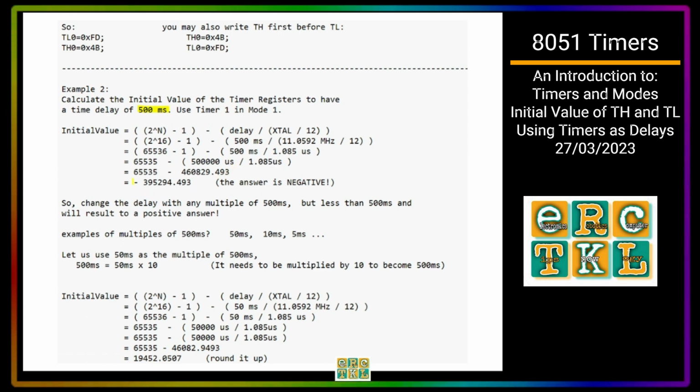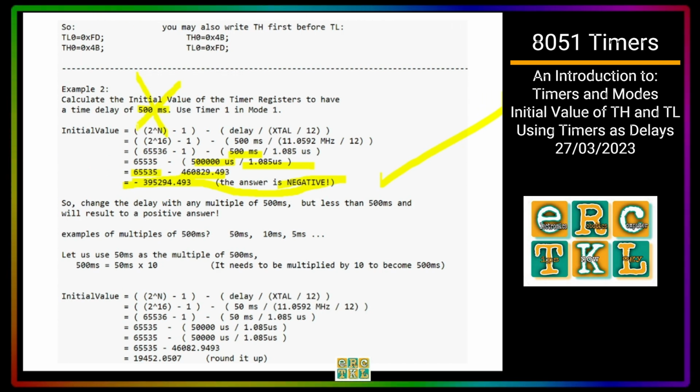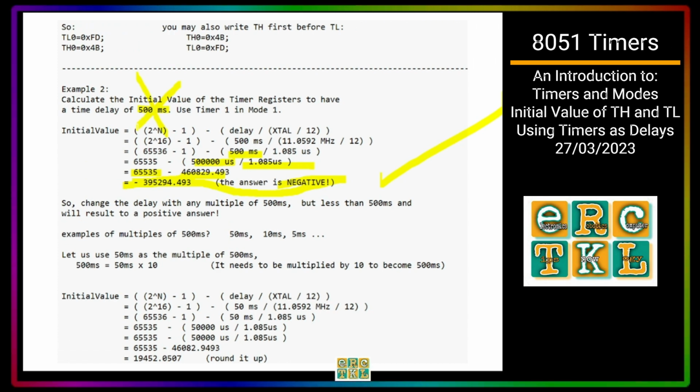Now, look, for 500 milliseconds, we have a problem. When we subtract, we get a negative. Because the 500 milliseconds, you make it 500,000 microseconds, you divide it, you get a very big number, bigger than 65,535, so you will have a negative. If you get a negative, you have to cancel the 500. You have to think of another number that, when you subtract from 65,000, you're only subtracting 65. Of course, if your number is bigger than 65,000, it will really be negative, and it's wrong. You cannot continue with the calculation.